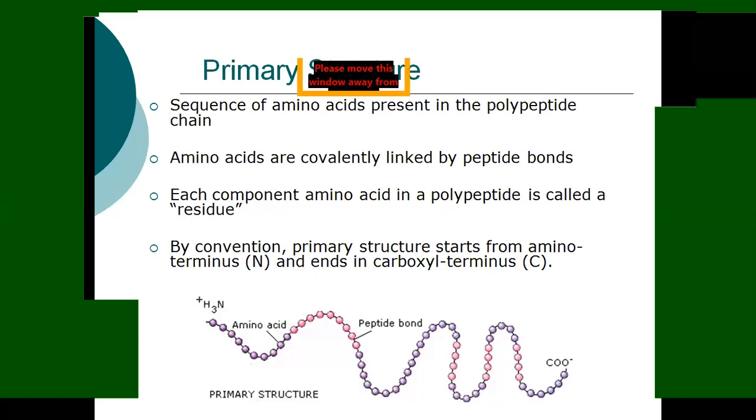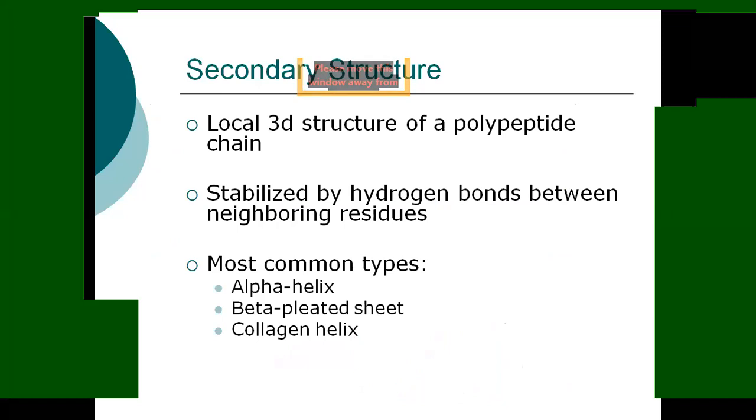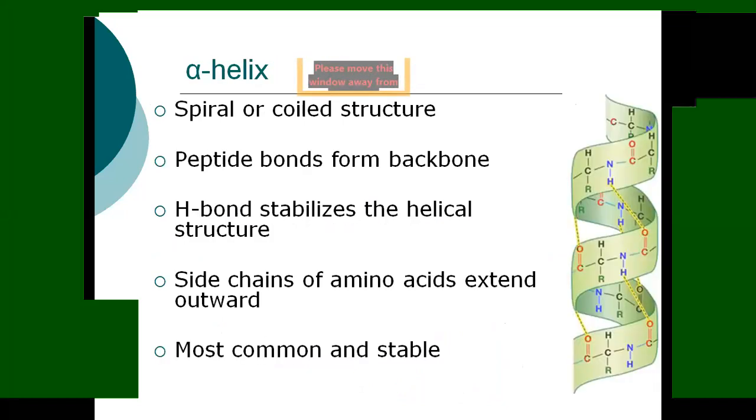So it is the sequence of amino acids present in the polypeptide chain. Amino acids are covalently linked by peptide bonds. Each component amino acid in a polypeptide is called a residue. So there is no other bond. But if you go for secondary structure, as I said, it has hydrogen bonds between neighboring residues, and they have three common types: alpha helix, beta pleated sheet, and collagen helix. Now you can see, can you see?